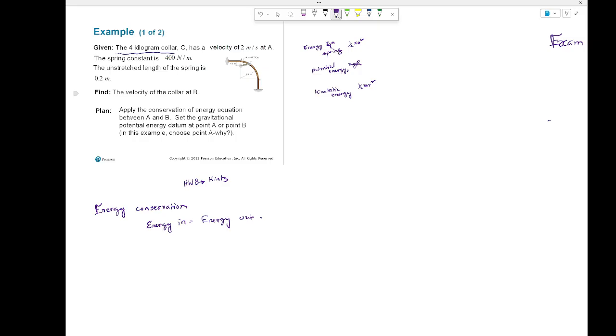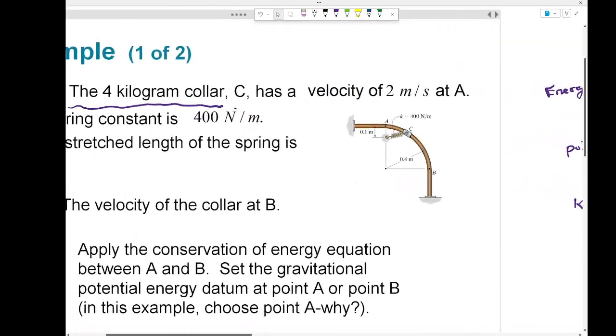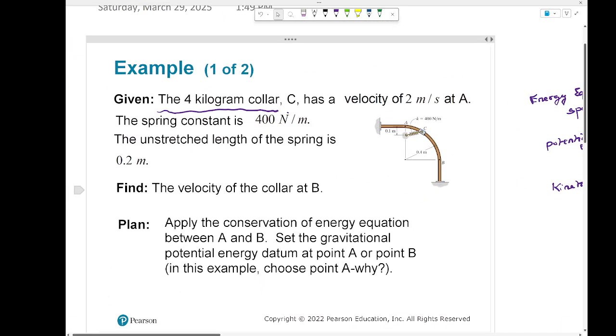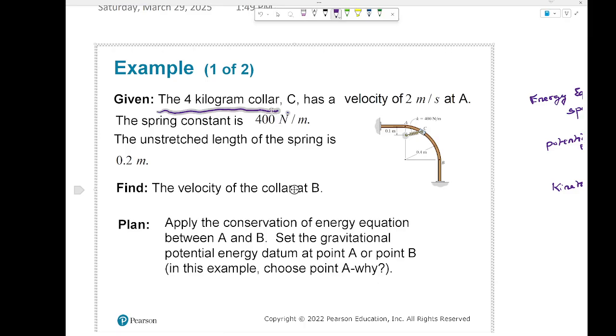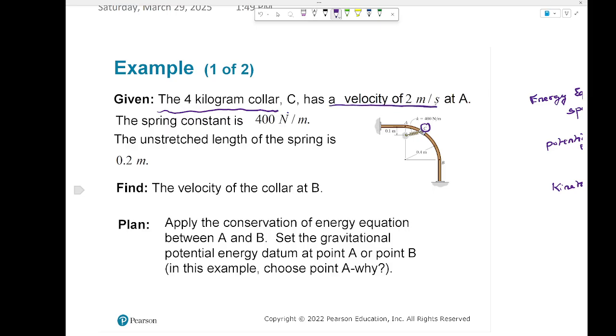So a 4 kilogram collar, C. So this is the collar. If I make it a little bigger and you start writing, the writing gets distorted. So let me make it bigger. You understand it? Then I'm gonna zoom it in and then we'll start writing. So a 4 kilogram collar C, this is the collar they're talking about, has a velocity of 2 meters per second at point A. So when this is located at A, it has a velocity of 2 meters per second. The spring constant is given for this spring that you're seeing, 400 Newton per meter.